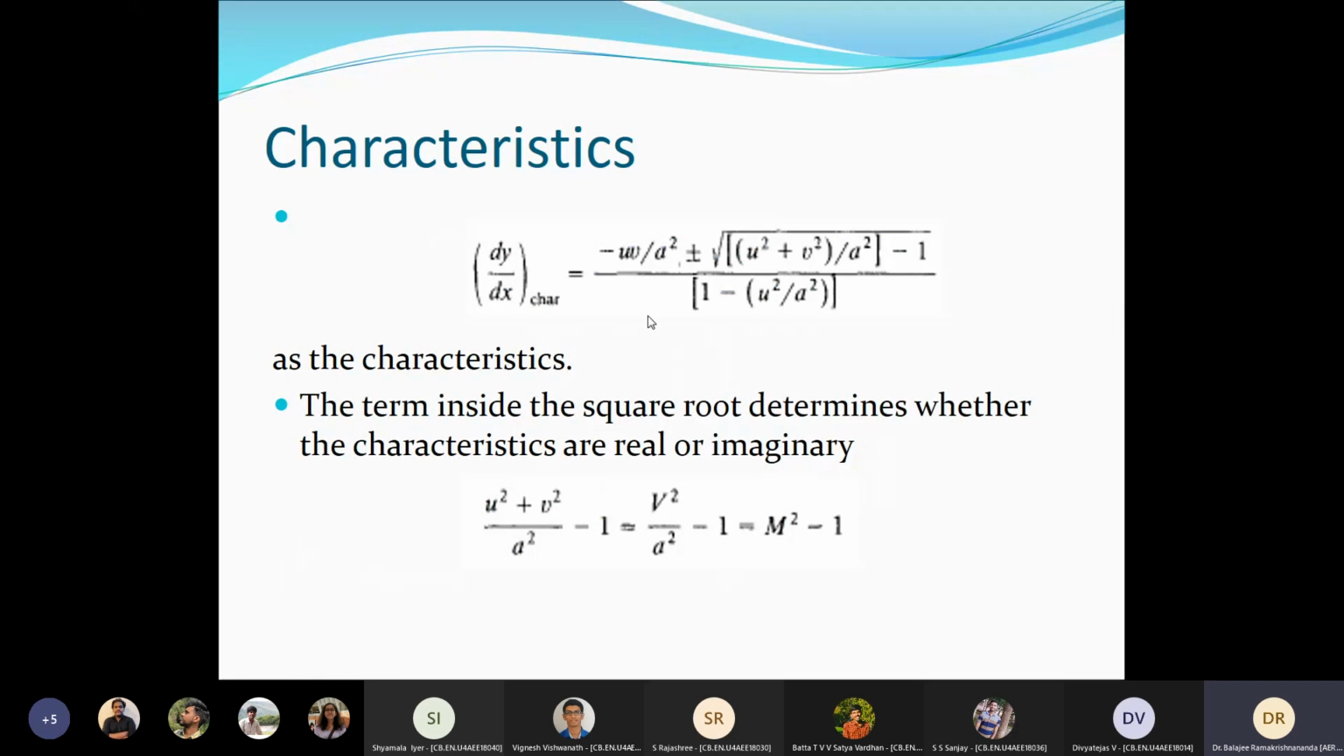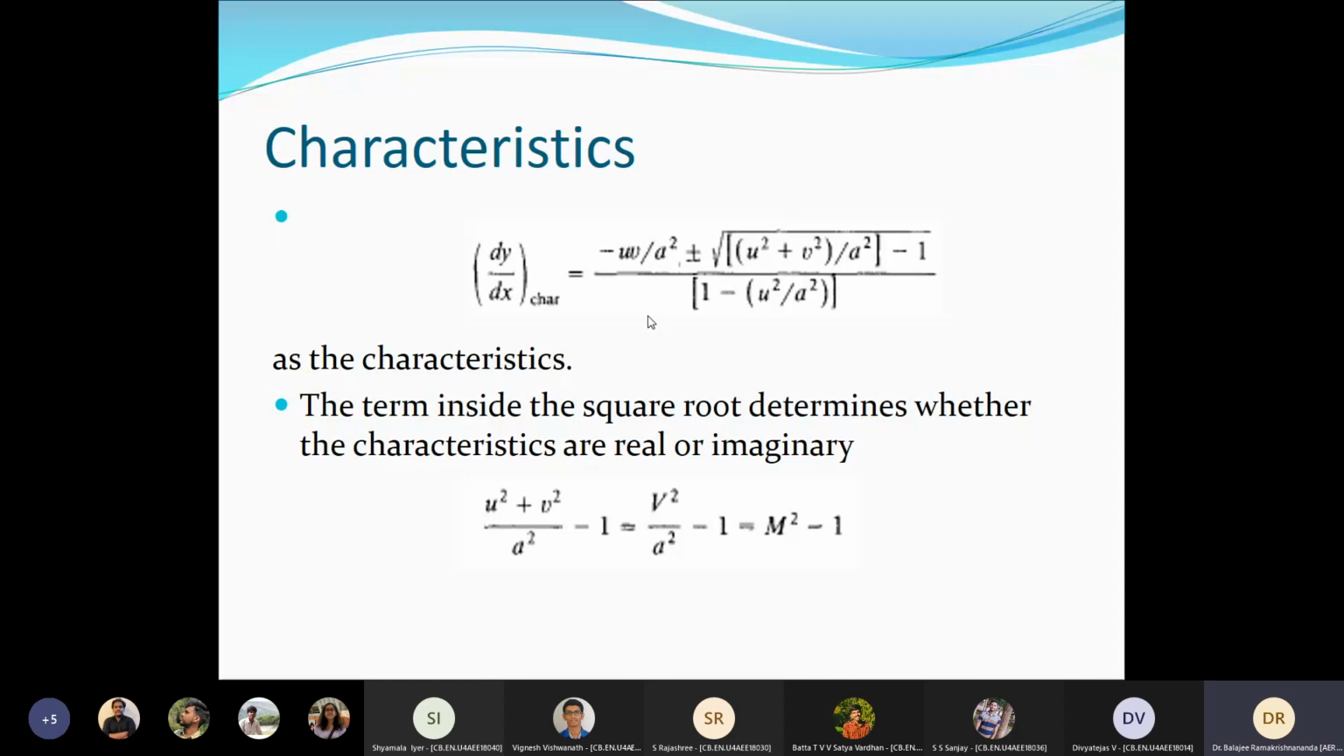You rearrange, you get, in a space in which fluid is flowing with velocity components u, v, which also has a speed of sound a, at any point, you take some direction dy by dx. Now, if dy by dx is given by the right hand side, that is the characteristic direction at that point.